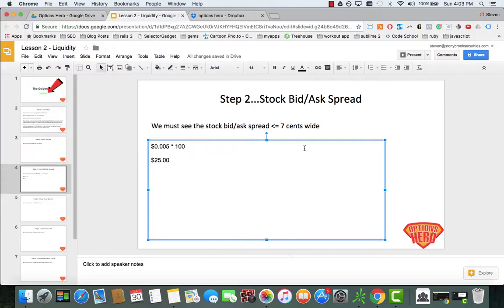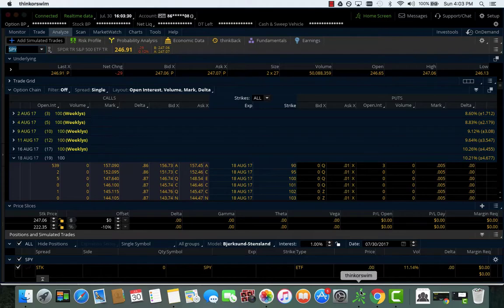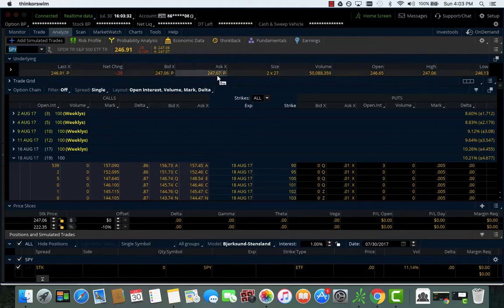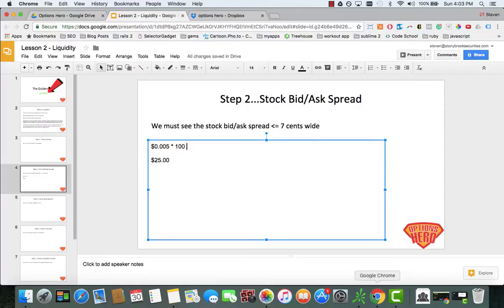So 50 cents, right? So if we spend right now, 100 shares would be about, let's see, 247.07, right? So 100 shares would cost us 247.07. So it would cost us about 24 grand to execute that trade, and we're going to be giving up just 50 cents for doing that trade, right? That's all we're going to give up. It never, ever gets better than that.